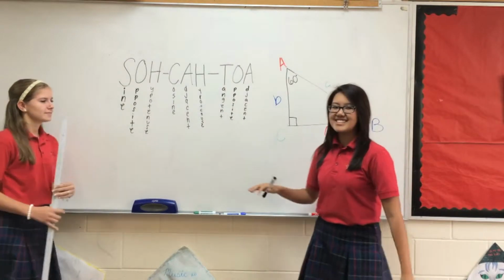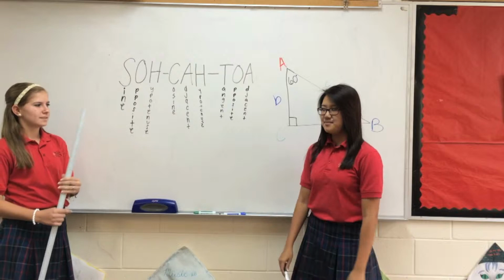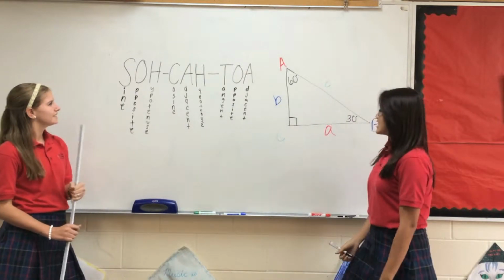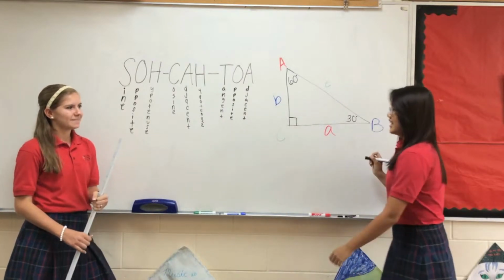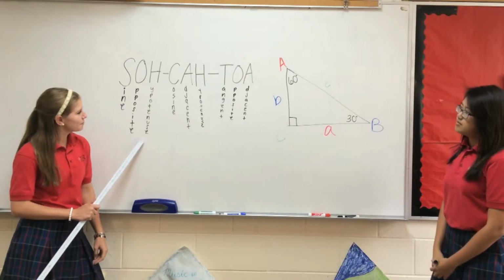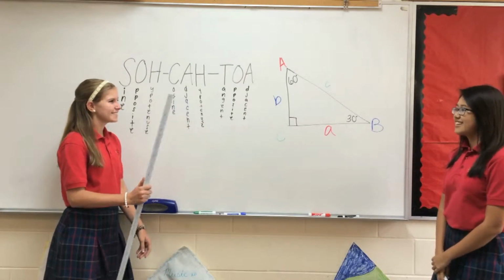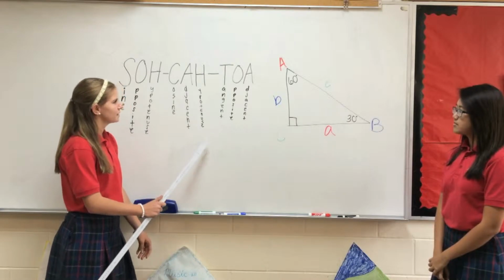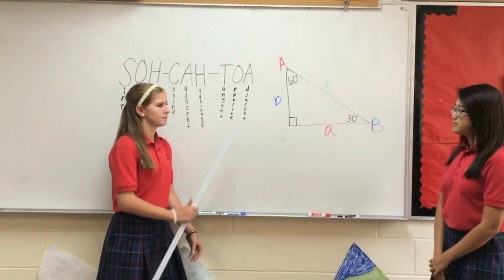So today we're doing lesson 8.3 and we're going to be teaching you guys about sine, cosine, and tangent. And we're going to use SOHCAHTOA to find the angle measurements and length measurements of right triangles. Okay, so the SO in SOHCAHTOA stands for sine, and then opposite over hypotenuse. The CAH is cosine, which is adjacent over hypotenuse, and then TOA is tangent, and it's opposite over adjacent.